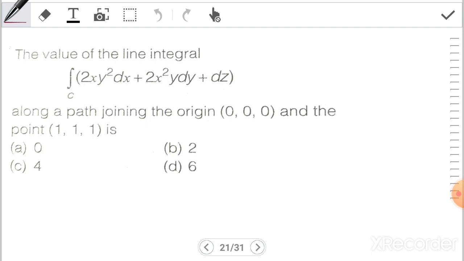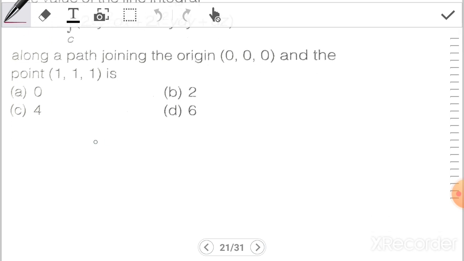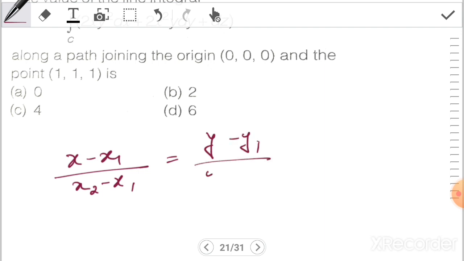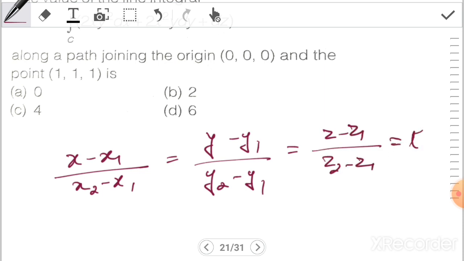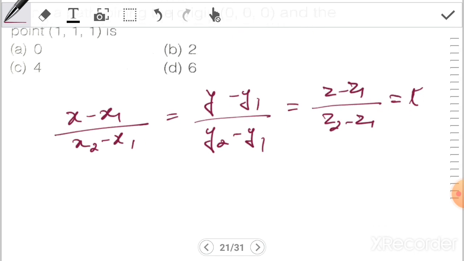So when 2 points are mentioned, find the relation in terms of the third variable in terms of x, y and z. So let's say we have (x minus x1)/(x2 minus x1) is equal to (y minus y1)/(y2 minus y1) is equal to (z minus z1)/(z2 minus z1) is equal to t. Let us take that parameter as t. So put the value of x, y and z and use the endpoints of one variable, which is t.